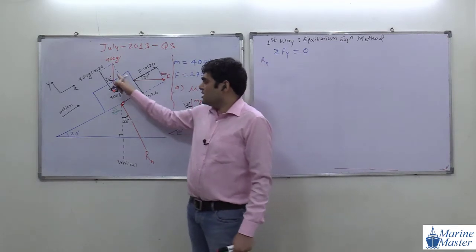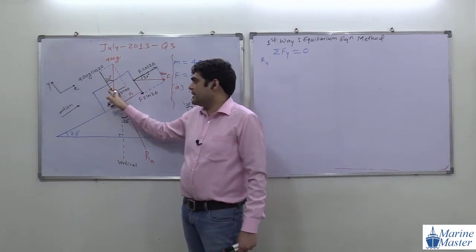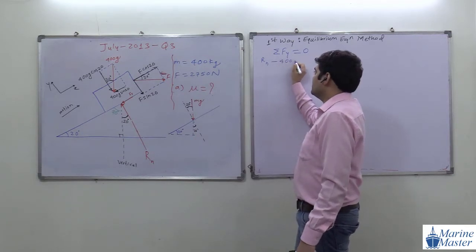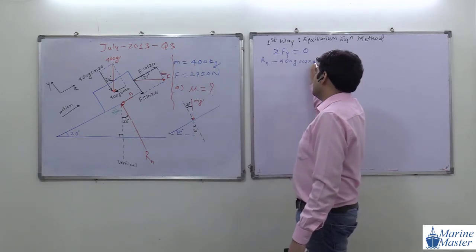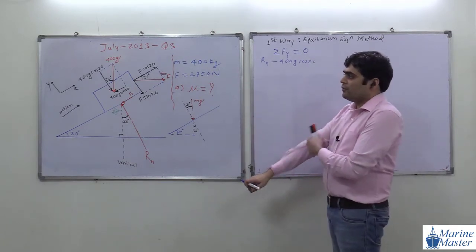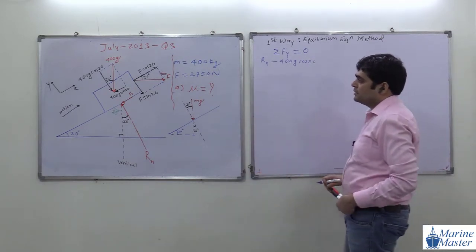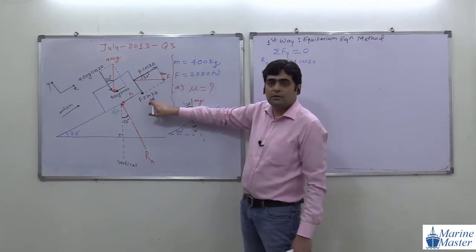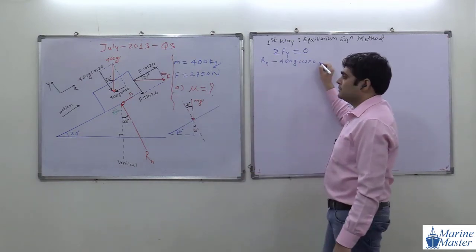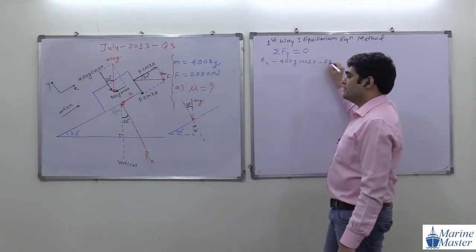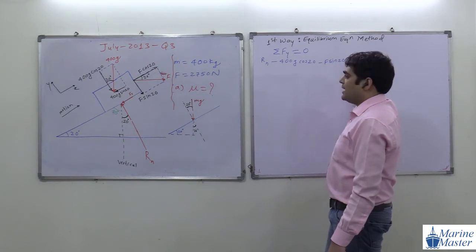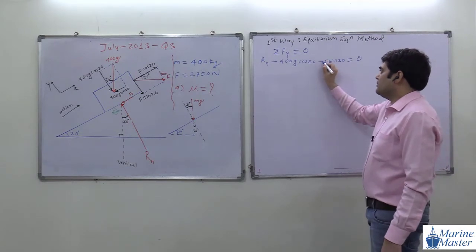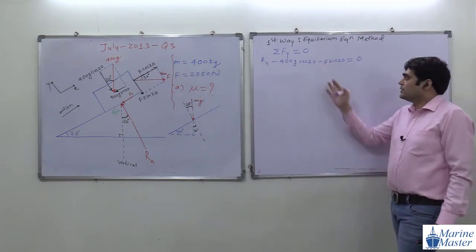Then this 400g is not. We replace 400g by its two components. So what will be that one? Minus 400g cos 20. See the point here. Then at the end, what about this one? Minus F sin 20, and that will be equal to 0. Is there any other force in y direction, guys? Check it out.